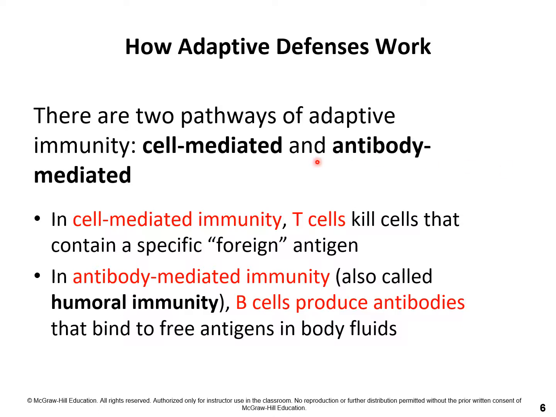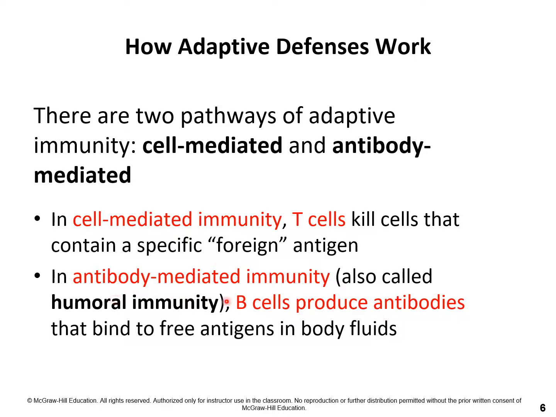There are two pathways of adaptive immunity, as I mentioned: the cell-mediated and the antibody-mediated. The cell-mediated immunity involves the T cells that kill cells that contain a specific foreign antigen. These types of cells are our own self cells that are usually infected with viruses. We know viruses are going to infect host cells, and the T cells work to kill those cells that have a specific antigen inside of them.